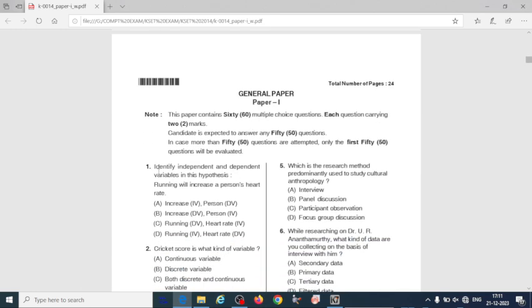Let us start. Here the first question is: identify independent and dependent variables in this hypothesis. Running will increase a person's heart rate. Here IV means independent variable, DV means dependent variable. So the options have given the combination. If we read all four options, the correct option is that the independent variable is running and heart rate is the dependent variable.